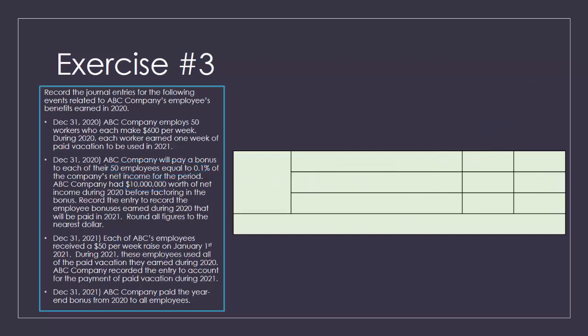December 31st, 2021, in our first entry, we're going to record some vacation benefits expense. What is happening here is when we put our employee vacation benefits on the books the year before, everybody was making $600 per week. Well, now they all have a $50 per week raise. And when you take a vacation, you obviously get paid at your current wage.